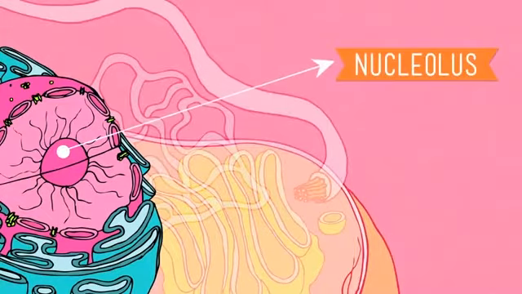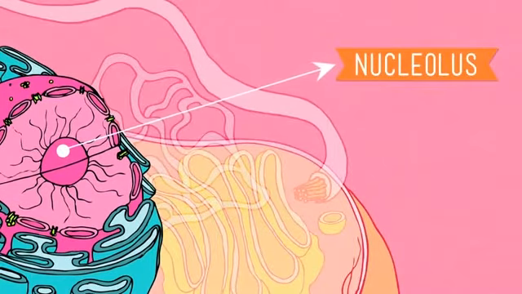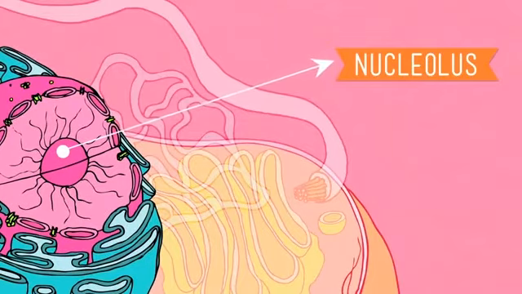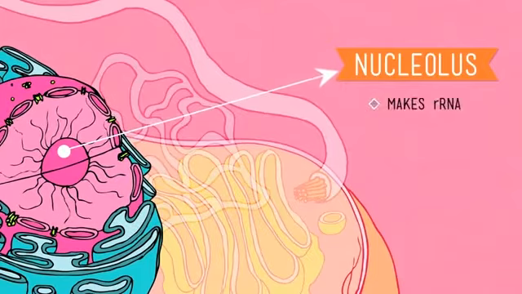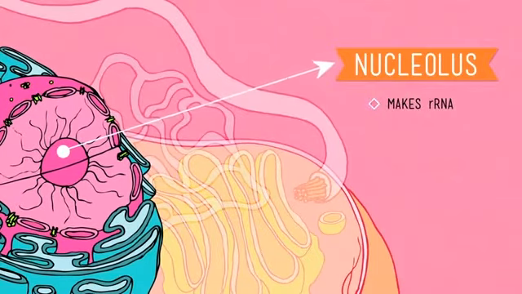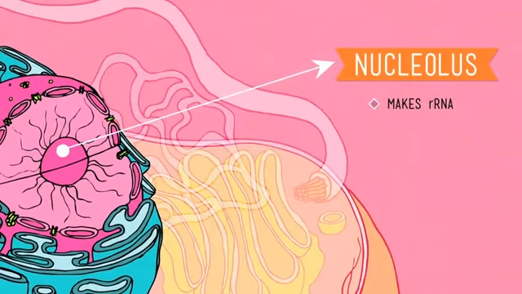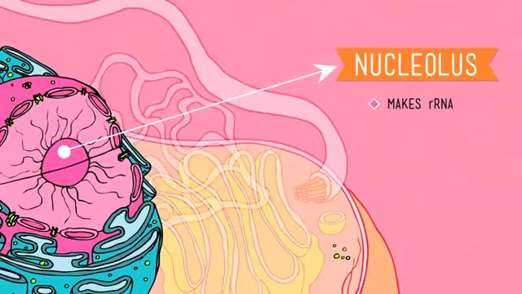Now the nucleolus, which lives inside of the nucleus, is the only organelle not enveloped by its own membrane. It's just a gooey splotch of stuff within the nucleus. Its main job is creating ribosomal RNA, or rRNA, which it then combines with some proteins to form the basic units of ribosomes.